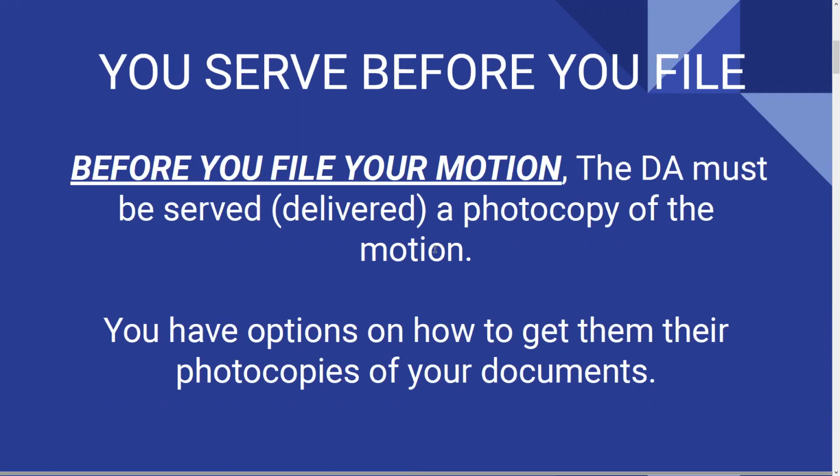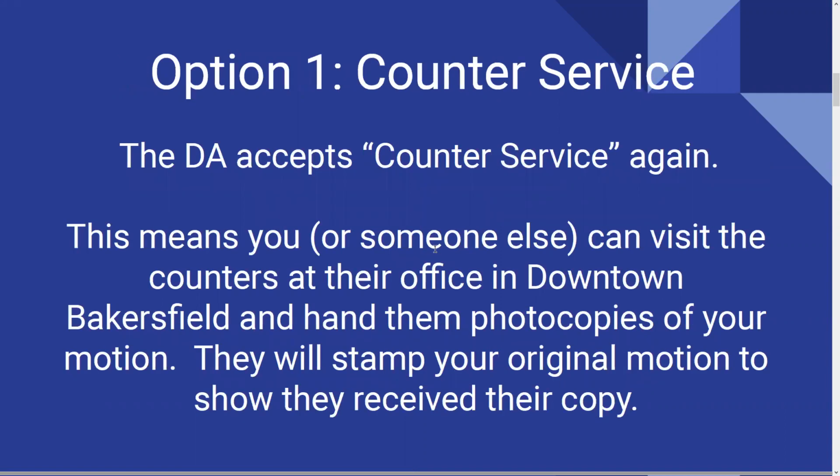So you have options on how to get them your photocopies of the document. So option one is counter service. So the district attorney accepts counter service again. This was disrupted during the height of the pandemic, but they are again accepting counter service, which means that you or someone else can visit the counters at their office in downtown Bakersfield at 1215 Truxton Avenue on the 4th floor and hand them photocopies of your motion. They will stamp your original motion, and that will show that they received their copy.